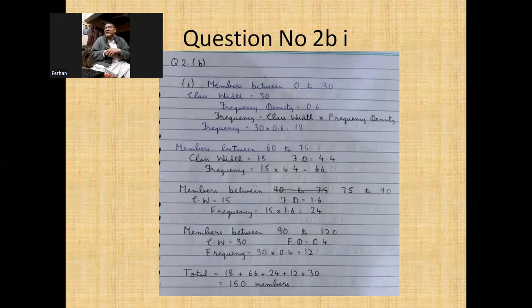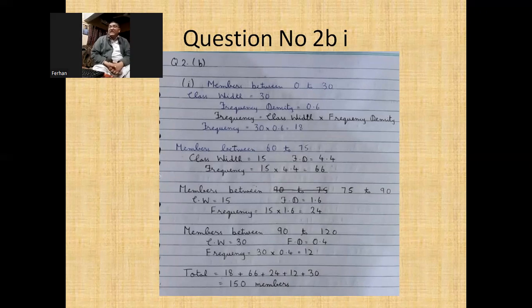The members between 75 to 90. The class width is 15. The frequency density is 1.6. So frequency will be 15 multiply 1.6 and that will be 24. So the members between 90 to 120, the class width is 30 and the frequency density is 0.4. So you multiply the frequency density with the class width, you get the frequency. 30 multiplies 0.4 and that will be 12.